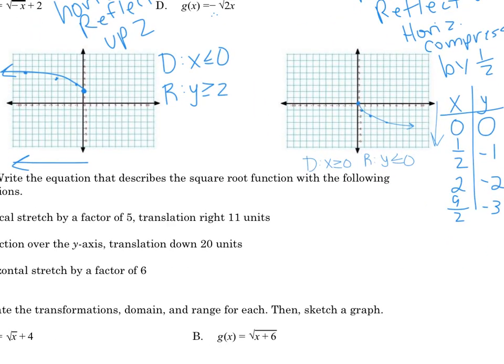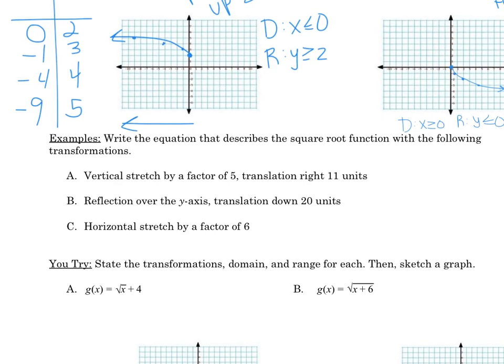We're almost through this. Let's take a look at creating functions from descriptions. So we're going to walk through A, B, and C here. I know that I'm going to have a square root. I know that I want to stretch it vertically by 5 and translate it 11 units to the right. Well, if I want to stretch vertically by a factor of 5, that's going to happen outside. So I'm going to multiply by 5. And if I want to move right 11 units, I'm going to make x inside the radical. Everything happens opposite. So it's going to be x minus 11.